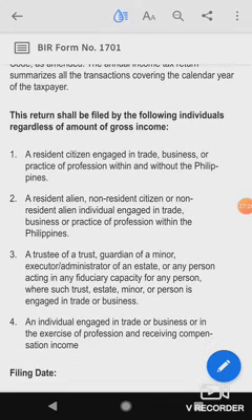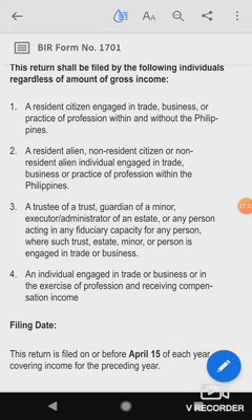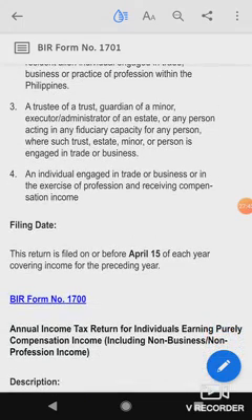Number 1, a resident citizen engaged in trade, business, or practice of profession within or without the Philippines. Number 2, a resident alien, non-resident citizen, or non-resident alien individual engaged in trade, business, or practice of profession within the Philippines. Number 3, a trustee of a trust, guardian of a minor, executor, administrator of an estate, or any person acting in any fiduciary capacity for any person where such trust, estate, minor, or person is engaged in trade or business.